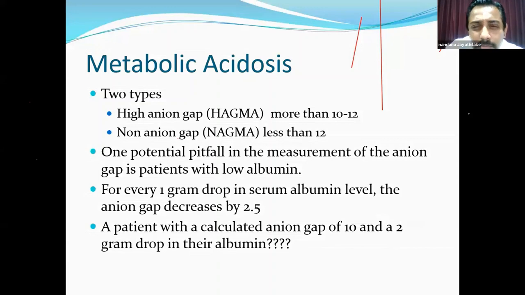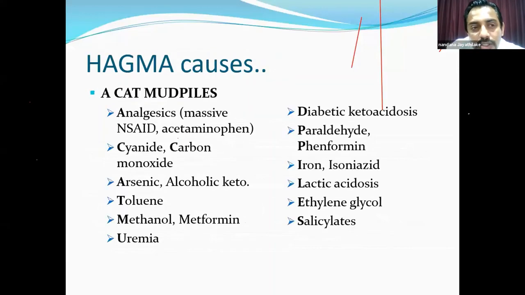Right, these are not rocket science. This is simple mathematics. What are the causes for high anion gap metabolic acidosis? It is called a CAT MUDPILES. You know all this. Analgesics, the massive NSAIDs and acetaminophen, cyanide, carbon monoxide, poisoning, arsenic, toluene, methanol and metformin, uremia, diabetic ketoacidosis, paraldehyde, phenformin, iron or isoniazid, lactic acid, ethylene glycol, or salicylate.